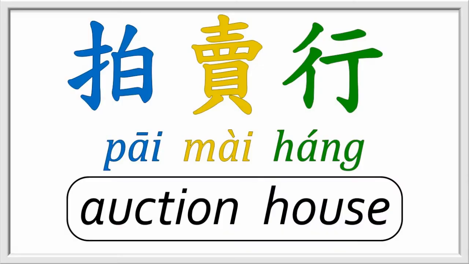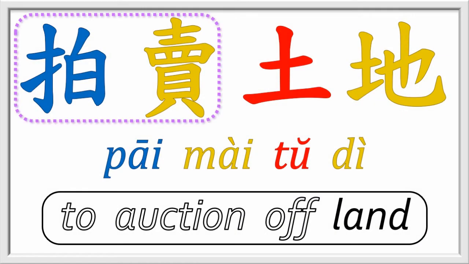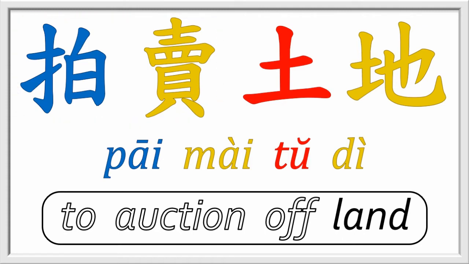The expression describing an auction is, logically, 拍卖, because the auctioneer slaps the table to indicate a final price has been accepted. Here are three examples. 拍卖行 is an auction house. The noun usage of auction places the object first. 古玩拍卖, the auction of antiques. The verb usage places the object last. 拍卖土地, auction off plots of land.